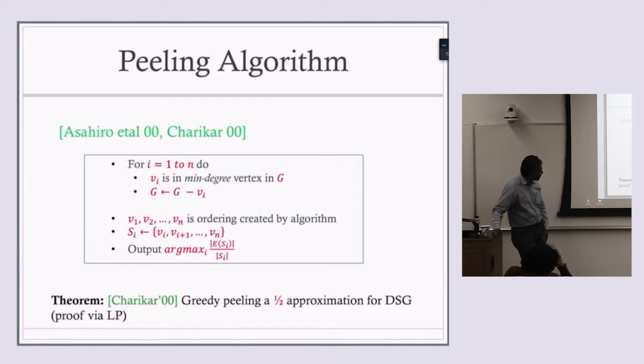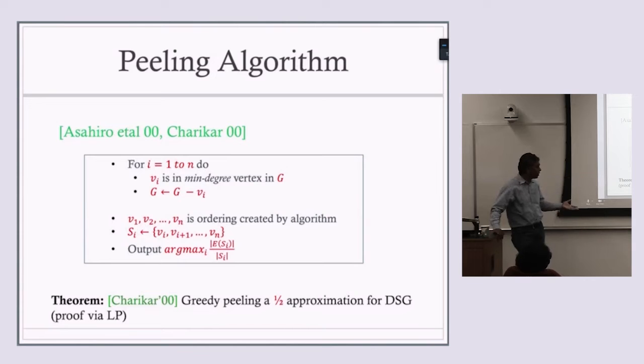What is this greedy algorithm? The greedy algorithm for densest subgraph: you want to find a dense subgraph, so you peel away the lowest degree vertex first. The algorithm takes away the lowest degree vertex and puts it aside. Then it looks at the remaining graph, finds the next lowest degree vertex and puts it aside. And so it creates an ordering of the vertices.